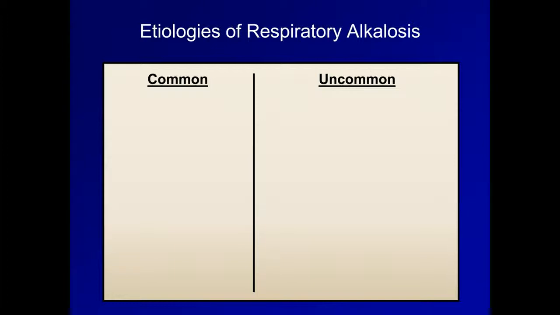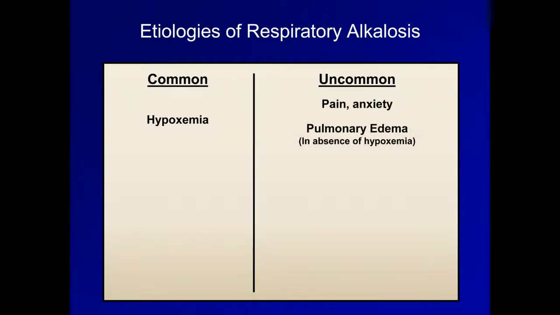By a large margin, the most common cause of a respiratory alkalosis is hypoxemia. Of course, hypoxemia has its own rather extensive differential diagnosis, which Lecture 18 will be solely dedicated to reviewing. Almost every other cause is individually uncommon. For example, pain and anxiety, mild pulmonary edema occurring in the absence of systemic hypoxemia, and inhalation of noxious chemicals.